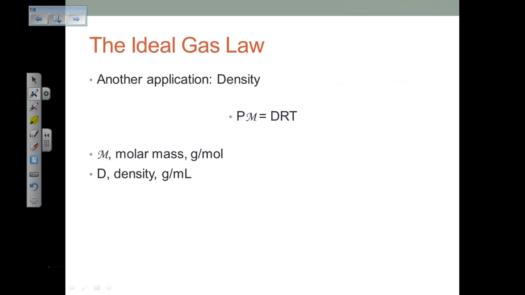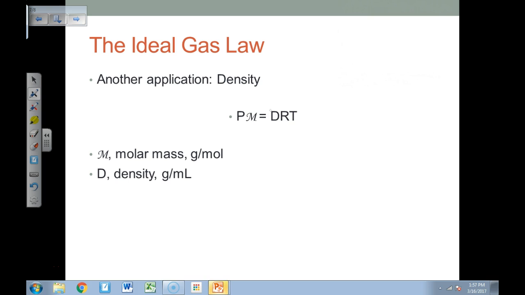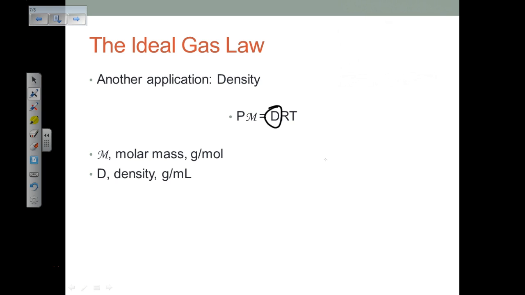Hey everybody, let's talk about the ideal gas law, and maybe one of the final manipulations of the ideal gas law, and this is finding density, finding the density of a gas, or finding the molar mass of the gas. Now this comes directly from the ideal gas law. Okay, PV equals nRT.